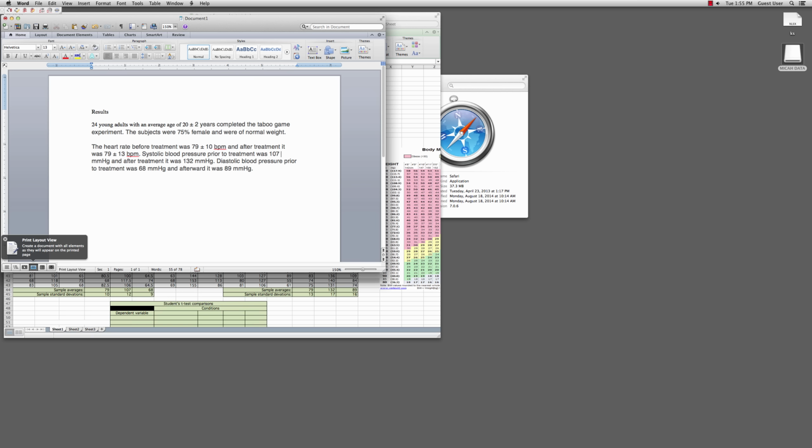So systolic plus or minus 12 millimeters mercury. 132 plus or minus 17 millimeters of mercury. Diastolic blood pressure 68 plus or minus 9 millimeters of mercury. And afterward, we got 16.